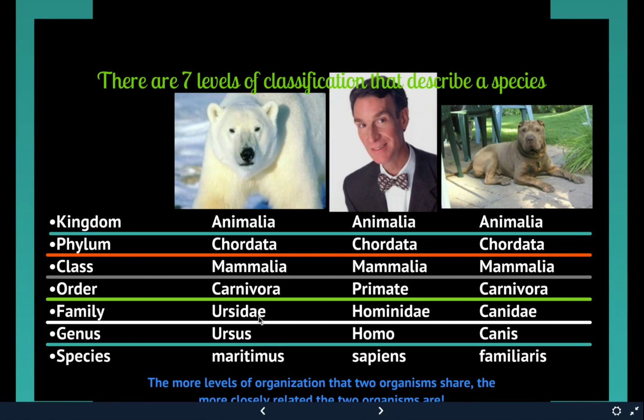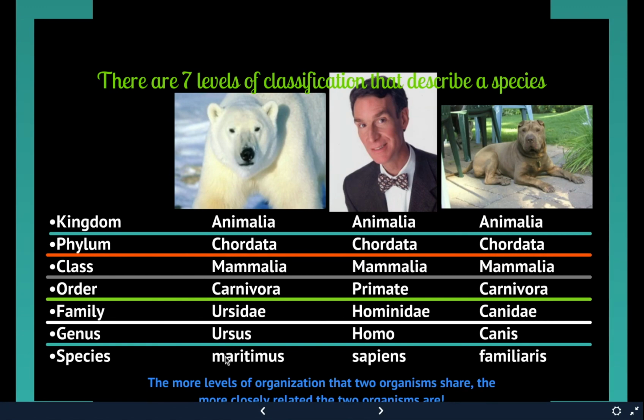The family changes. The bear is in Ursidae, the human is in Hominidae, and Canidae is the dog. Then you get to the genus, the Canis familiaris, that's the dog. The human is a Homo sapiens, that's the genus and the species. And then the bear is Ursus maritimus.